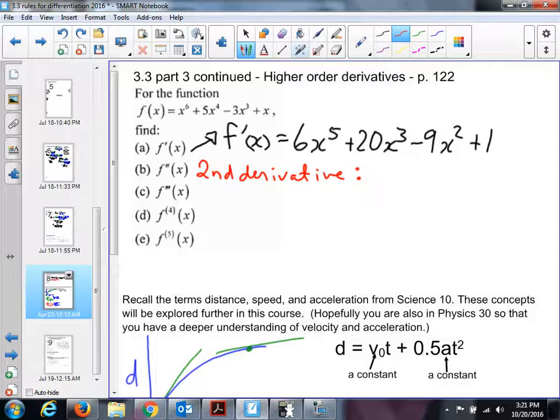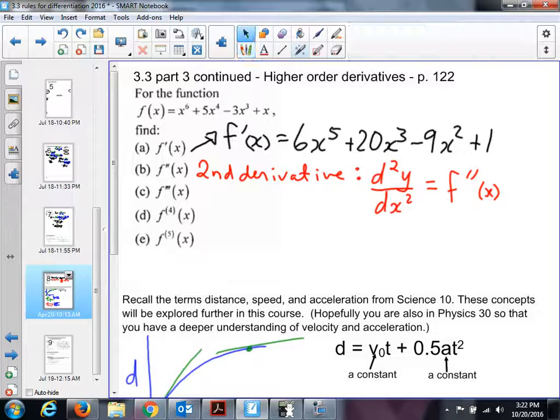Just write this down too. d2y by dx squared. Okay? Or d squared y by dx squared, some people say. That's the same as f double prime, the second derivative. Now, we're going to stick to the f prime notation because we originally had function notation there. So let's do this right over here.